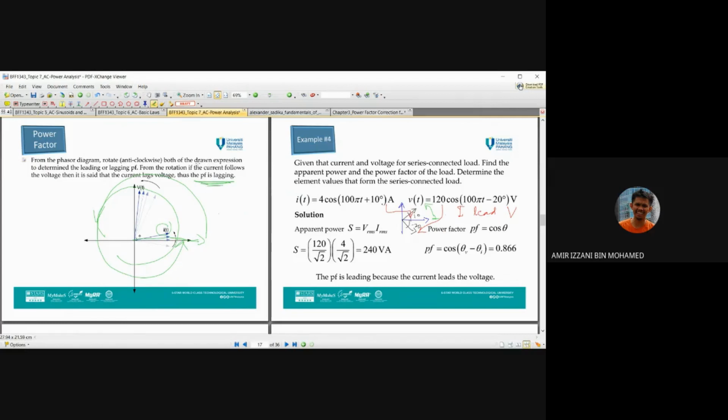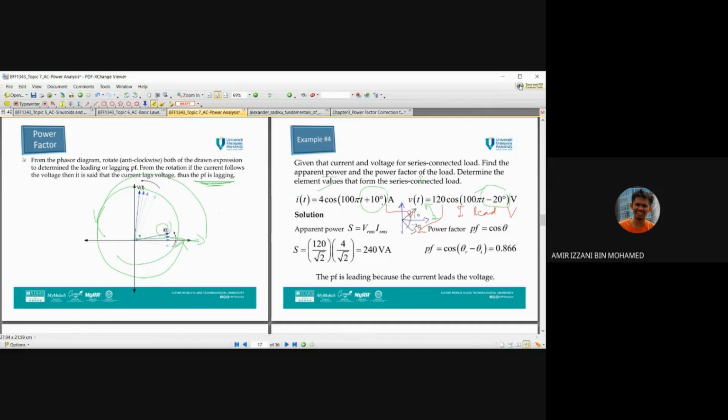Let's take a look at this example 4. Given the current and voltage for a series connected load. This is the current and voltage here. We see the angle of the current is positive 10 degrees, while the voltage angle is minus 20 degrees. So from here we know that I is leading V, so I leads V. We need to determine the apparent power and the power factor of the load.